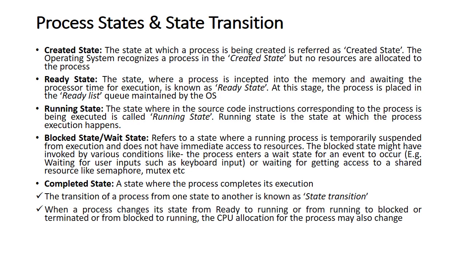Then the completed state, a state where the process completes its execution. The transition of a process from one state to another is known as state transition. When the process changes its state from ready to running, or from running to blocked or terminated, or from blocked to running, the CPU allocation for the process may also change.